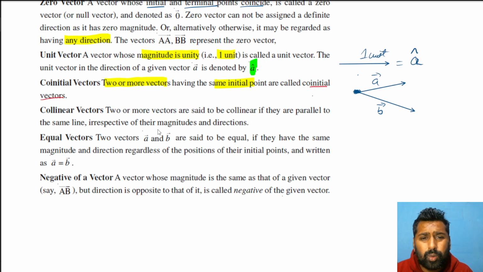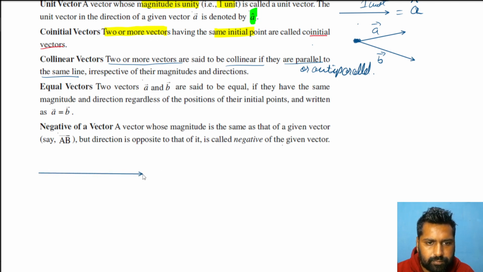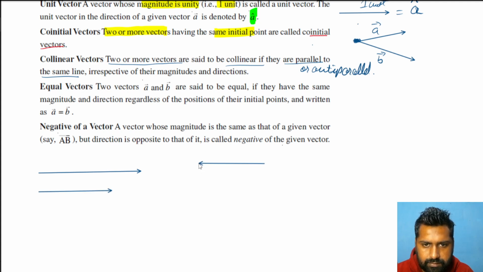Next is collinear vectors. Now, collinear vectors, you have to understand, two or more vectors are said to be collinear if they are parallel to the same line, irrespective of their magnitude and direction. But I'll tell you, basically I try to understand this as parallel or anti-parallel. Now what is the meaning of anti-parallel? Let me show you. This is a vector, this is a vector.